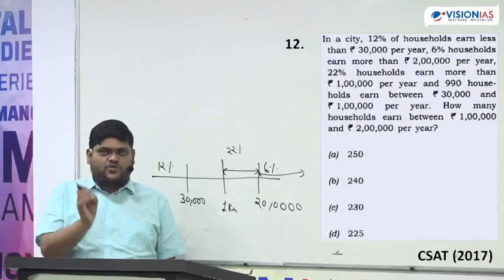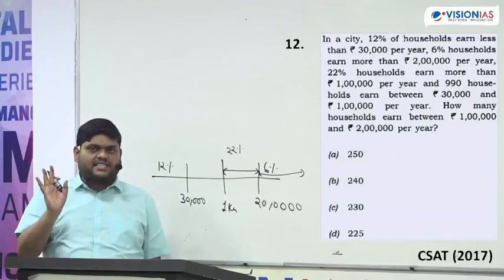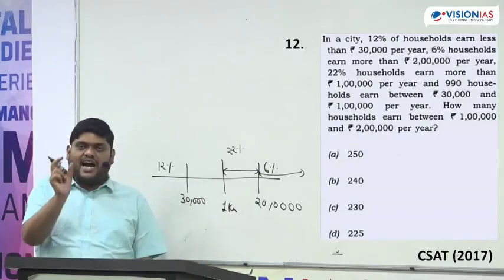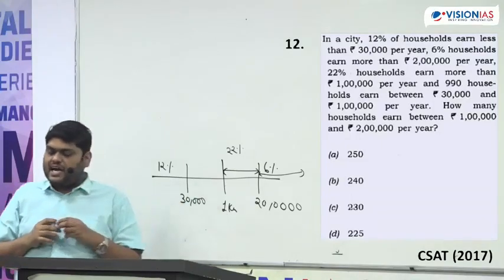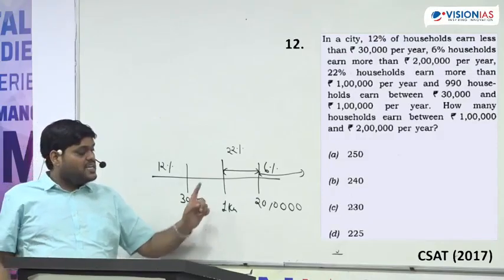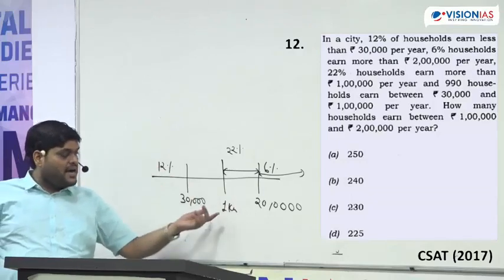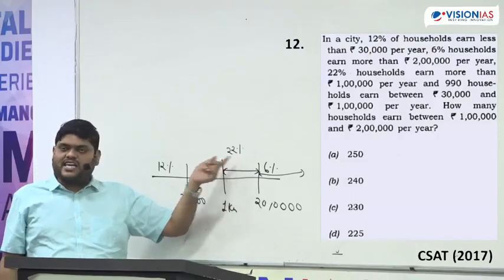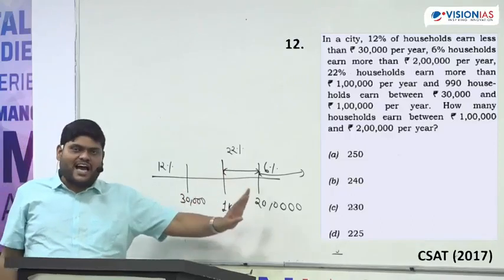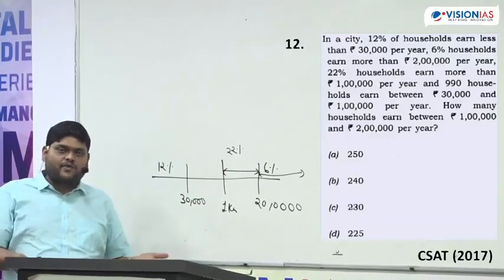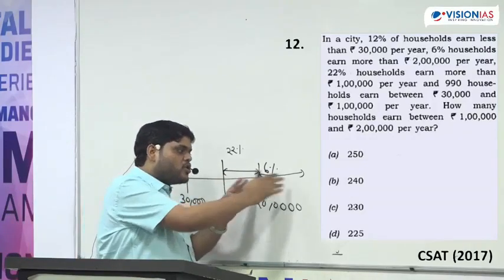That's why I have explicitly mentioned it while giving the solution, that people are making the mistake there. Students are making this mistake here, and this is the only tricky statement. I have mentioned everything, but still you guys are making the mistake. The question is not saying that the people who earn between 1 lakh and 2 lakh are 22%. They are saying that the households who earn more than 1 lakh are 22%. That means more than 1 lakh will cover in between 1 lakh to 2 lakh as well as more than 2 lakh also.